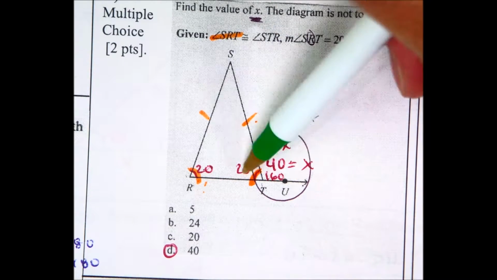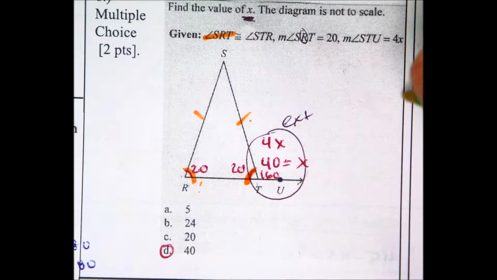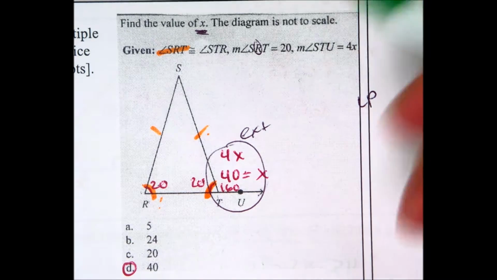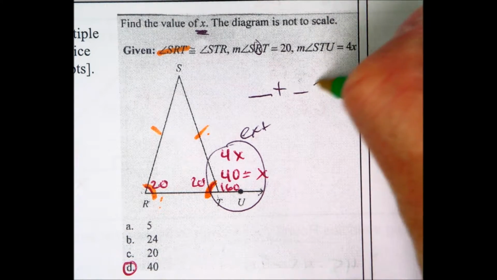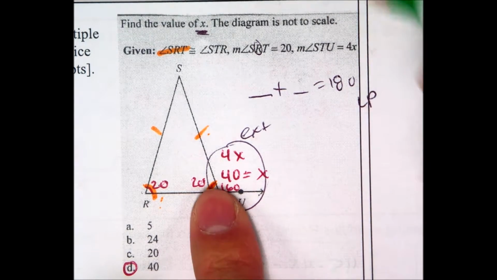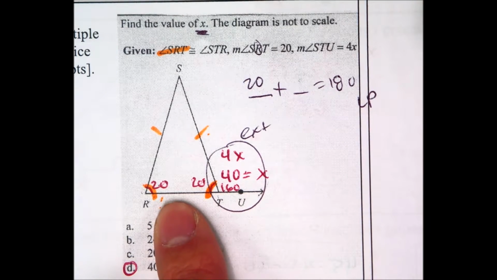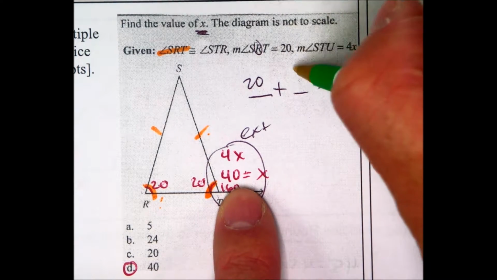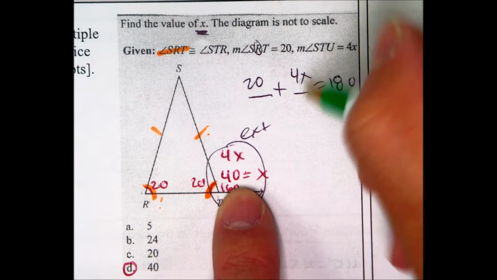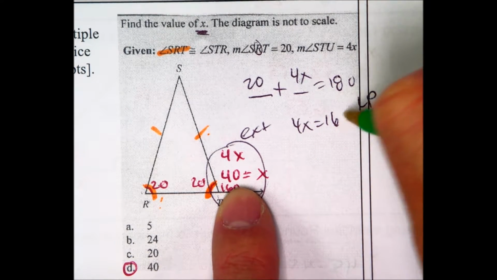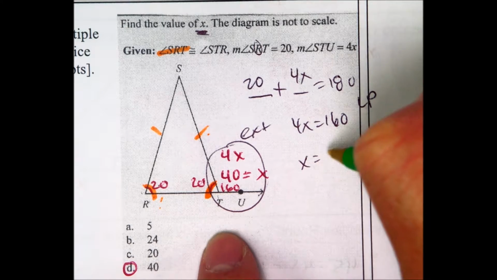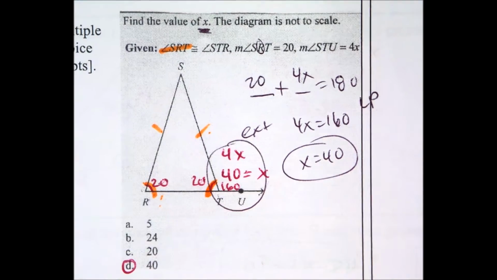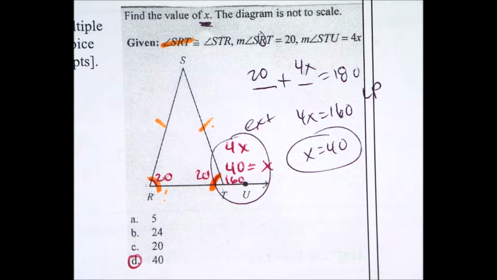If this is 20, I can do a linear pair. A linear pair is blank plus blank equals 180. I have 20 here, and I have this one, which is called 4x. Subtract 20 from both sides. 4x is 160. Divide by 4, x is equal to 40. That would be letter choice D.